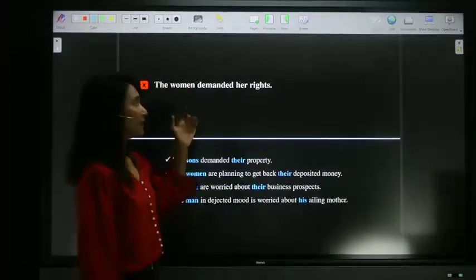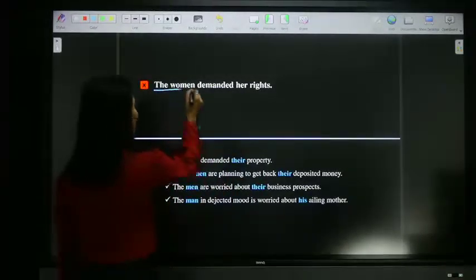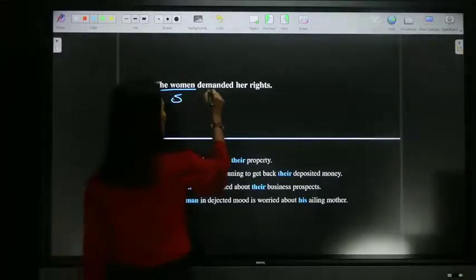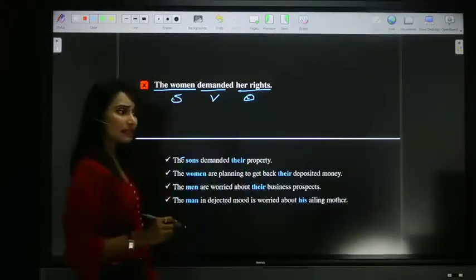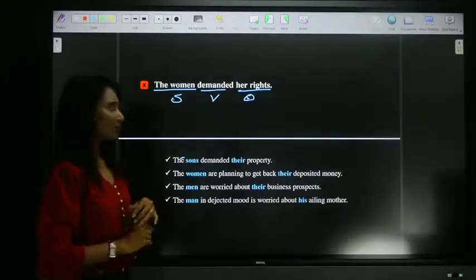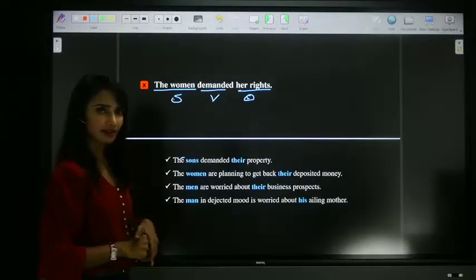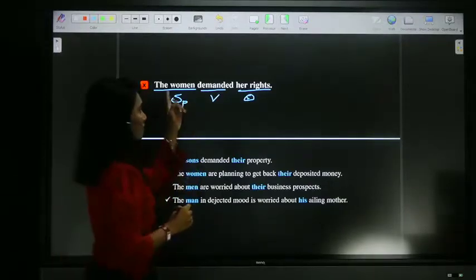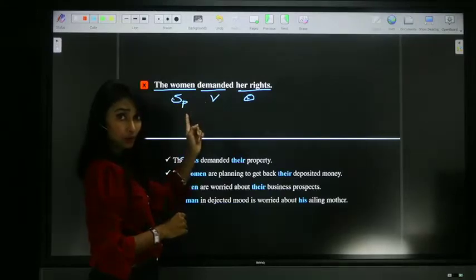The women demanded her rights. Here what is the subject? The women. What's the verb? Demanded. Object, her rights. Now, what is the error in this sentence? You can answer it. So, is our subject singular or plural? The women. So, the women is obviously a plural one. Woman, women, men. So, it is a plural subject.